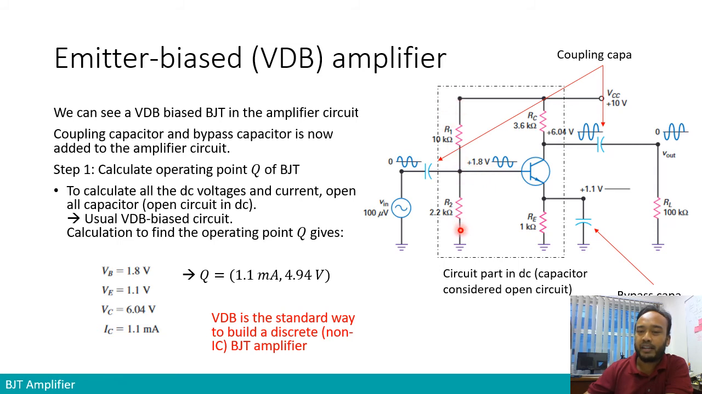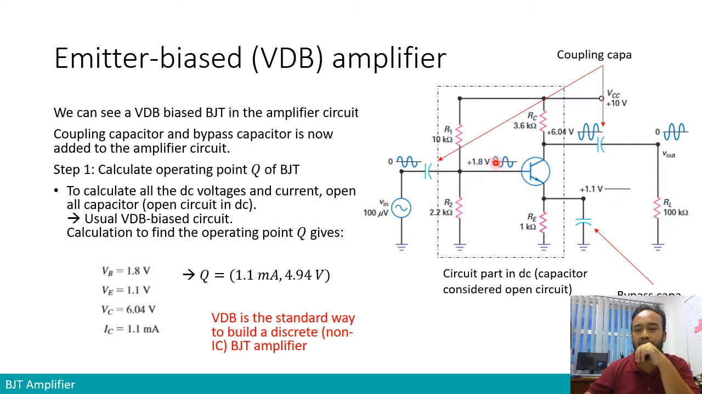Here we have VDB, a voltage divider, with the input voltage of 10 volts. We have divider resistors of 10 kilo ohm and 2.2 kilo ohm. Therefore, you can calculate the base voltage over here. It gives us a smaller voltage of 1.8 volts. So we have 1.8 volts of DC component, and added to it, of course, the sine wave coming from the V input. Here we have an AC amplitude of 100 microvolts.